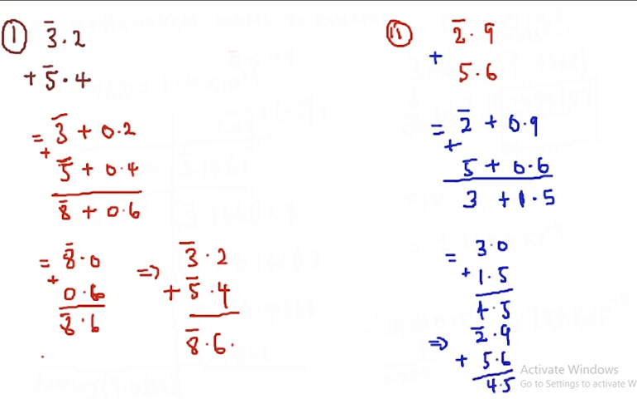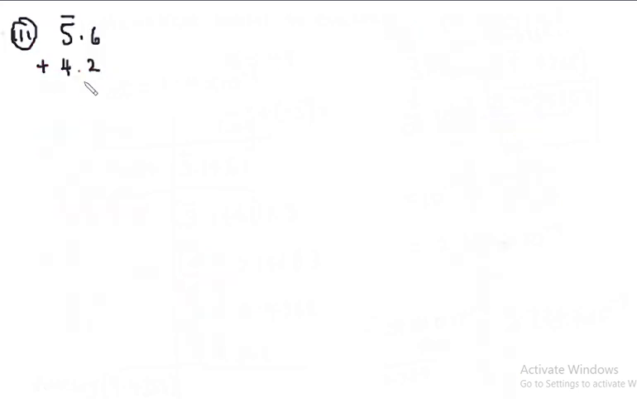Let's take another example on addition. I'd like you to pause the video and try to solve this one yourself. Okay, so like we've done before, we have to rewrite this number. We have the characteristic as 5 bar plus 0.6, which is the mantissa. And the operation between them is plus. And for this one, we have 4 plus 0.2.